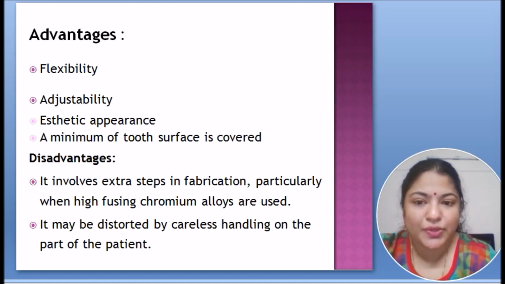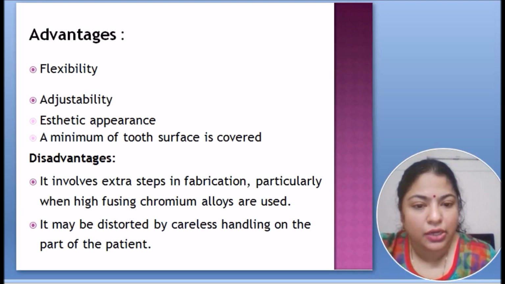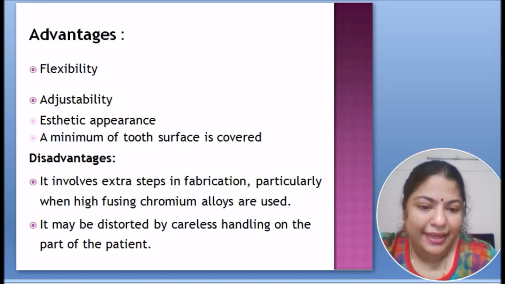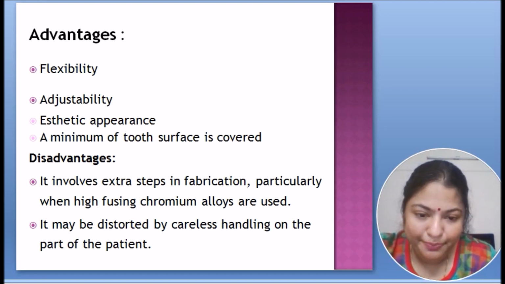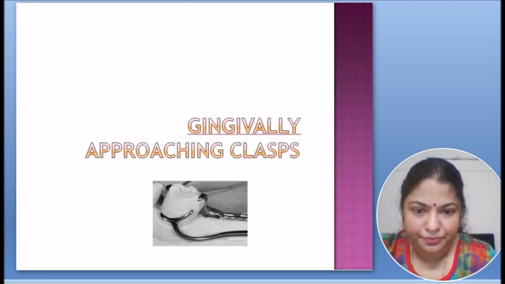The advantages, as we said, are flexibility and adjustability. As we know, wrought wires can be adjusted very easily. It is also aesthetic, and a minimum of tooth surface is covered. The disadvantage is extra steps in fabrication, because it cannot be cast along with the framework, or there is also a technique, but again extra precaution needs to be taken. It can be distorted by careless handling on the part of the patient, so it might require proper education and instruction delivery.